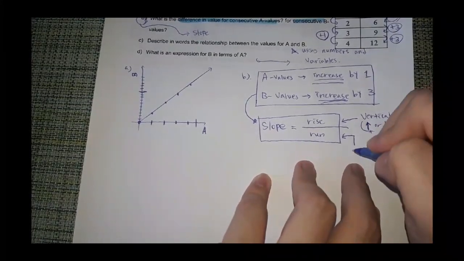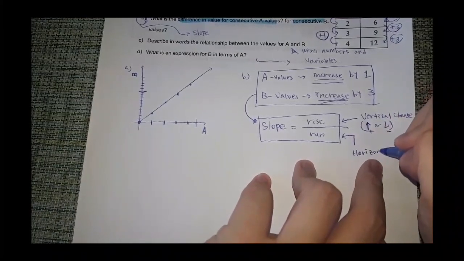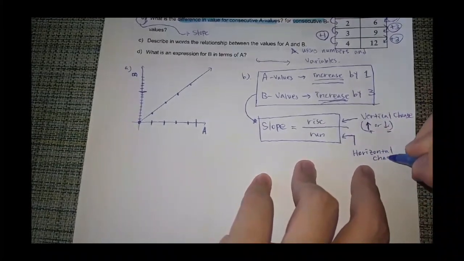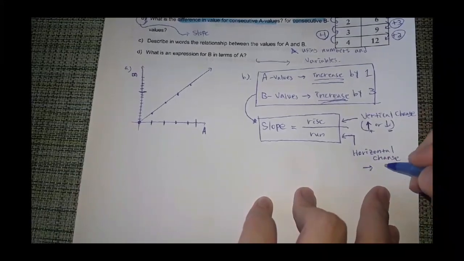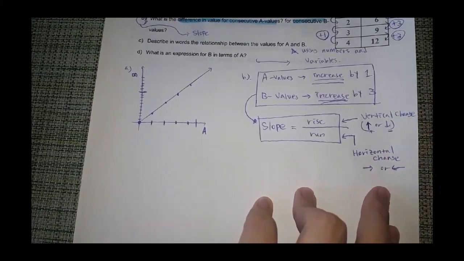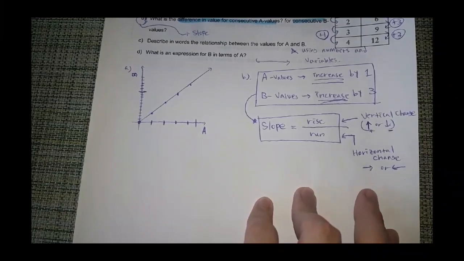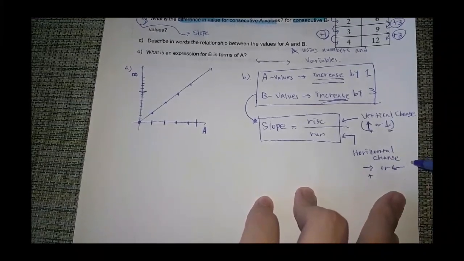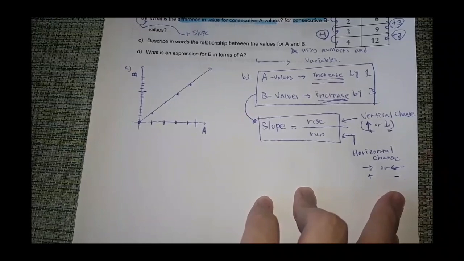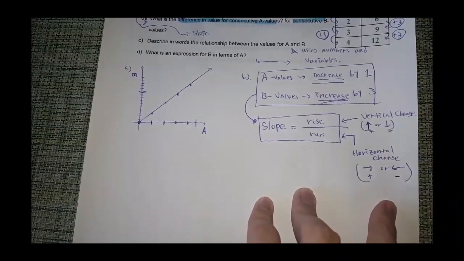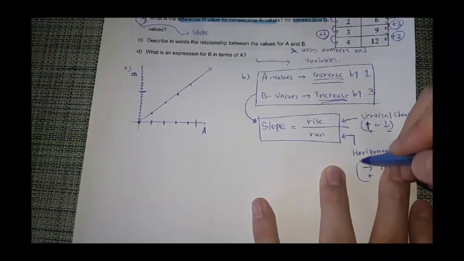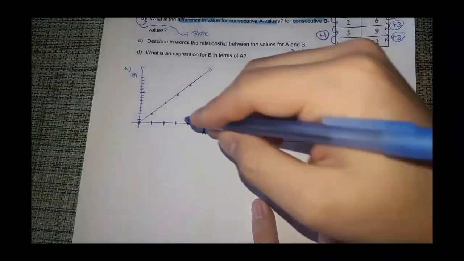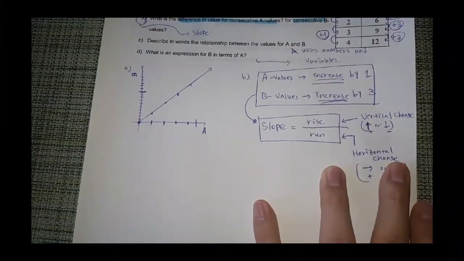When it comes to run, it's a horizontal change. That means, am I going left to right, or right to left? In this situation, going left to right is positive, right to left is negative. In junior high, I'm telling you, in like 80% of situations, you always go left to right, like the one that you see in question part A.